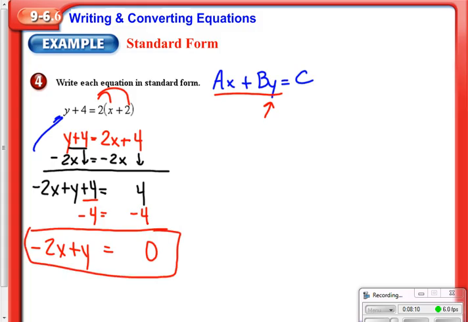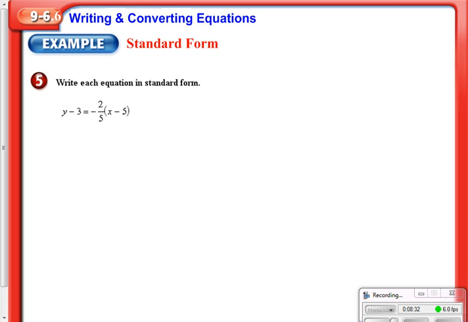The reason why it's in standard form, remember, a is an integer. A is -2. -2 is an integer. In front of y really has a 1. 1 is an integer. And last, 0 is an integer. So those are all integers, so it is in standard form. This would be complete. Problem 5 is a little bit different.